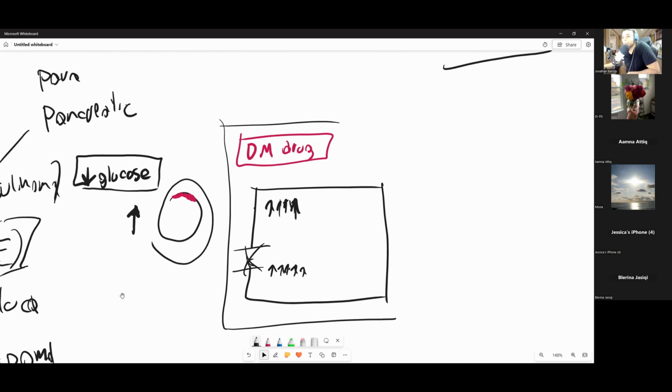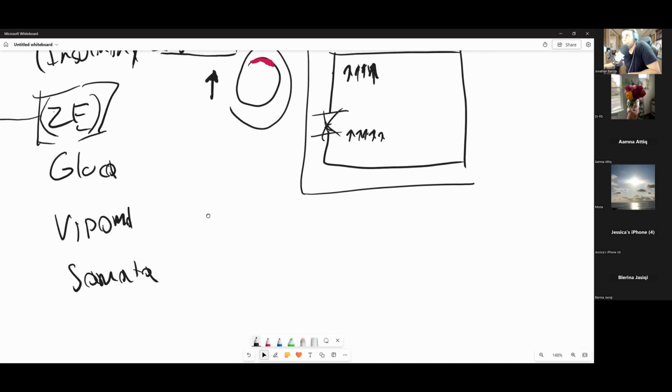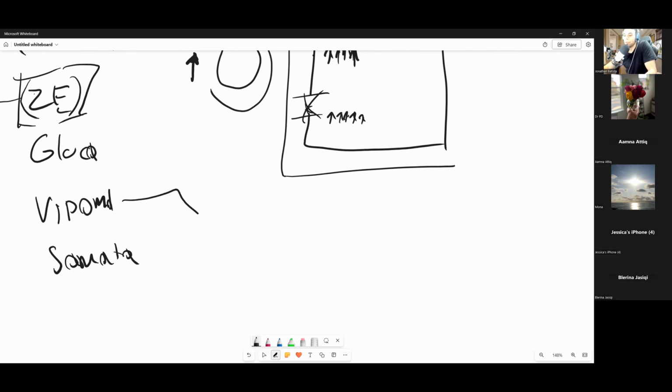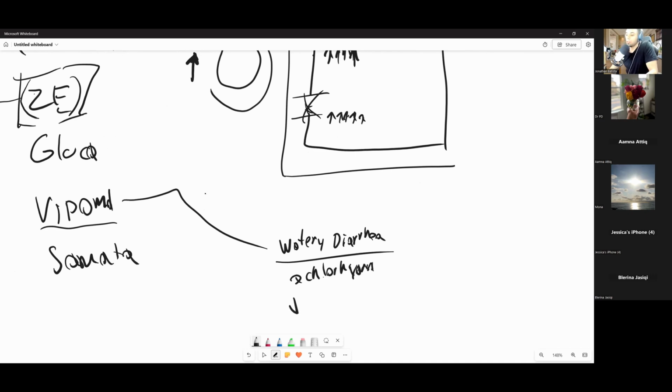All right, there's also something called VIPoma. For VIPoma, you will have watery diarrhea. This is going to stimulate peristalsis, so it has a high peristalsis movement. The watery diarrhea you'll see will be accompanied with achlorhydria. Also, you will have a lower level of potassium, hypokalemia.